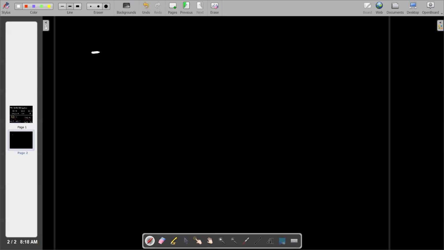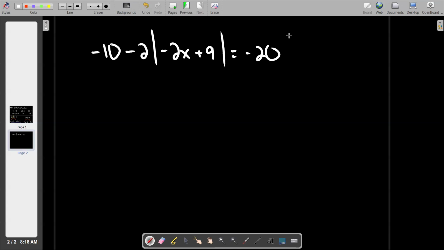Next one, negative 10 minus 2 times the absolute value of negative 2x plus 9 equals negative 20. What do we do first? Negative 10 minus 2. No. What I do in a case like this is go back to something that I know I taught you. So I'm going to replace this with the letter M, just to show you that you know not to say things like to do negative 10. You just sometimes forget that you know.